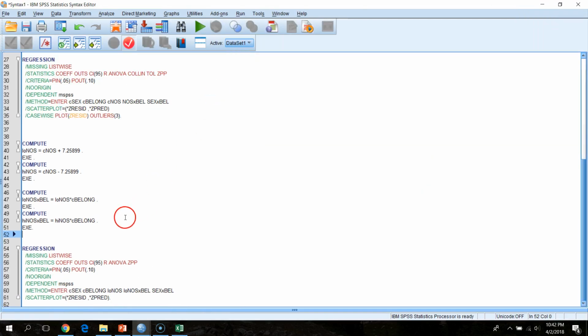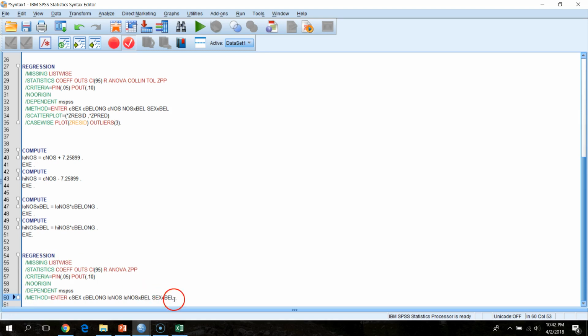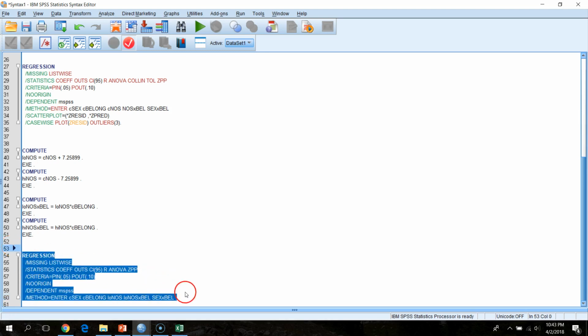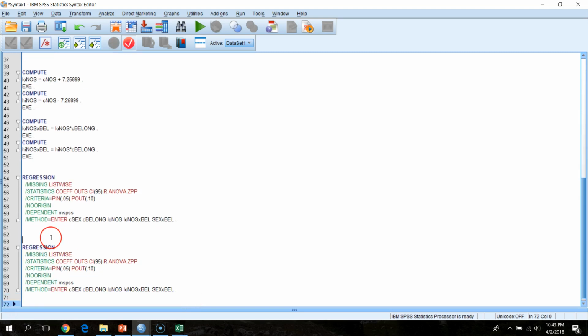expand this out so I can see here's my base model, right? We've got regressing MSPSS onto sex, centered belonging, centered NOS, and then my two interaction variables. Okay, here in my simple slopes analyses, I'm regressing MSPSS onto sex, belonging, but now low NOS, so my recentered variable for low levels of my moderator, my interaction with my low moderating variable, and then my sex by belonging variable, because that didn't change. Okay, I don't need that scatter plot there, so I'm going to get rid of that. Then I'm just going to copy that and paste it again.